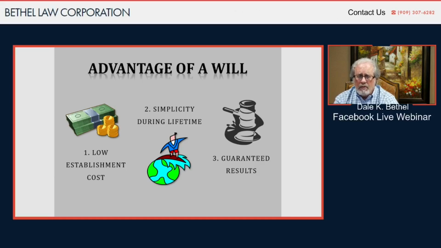But a will is also simple during lifetime. There's nothing to think about. Usually when we do a will, we get it done, we put it into the file cabinet at home, and we forget that it's there. And the next thing you know, 20, 30 years later, and I'm not exaggerating, we think about it again, and we pull it out and notice that it's all completely out of date.